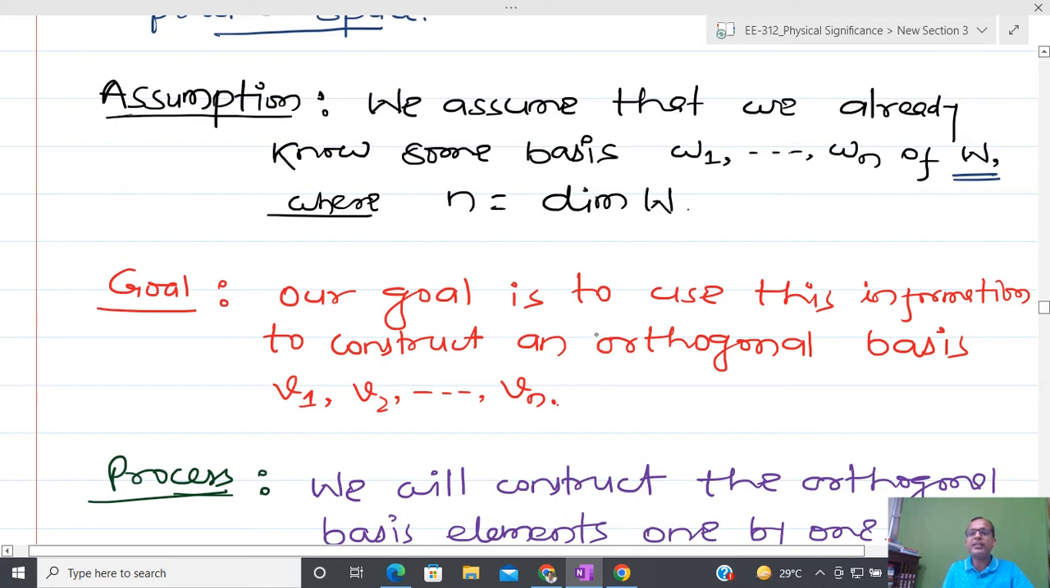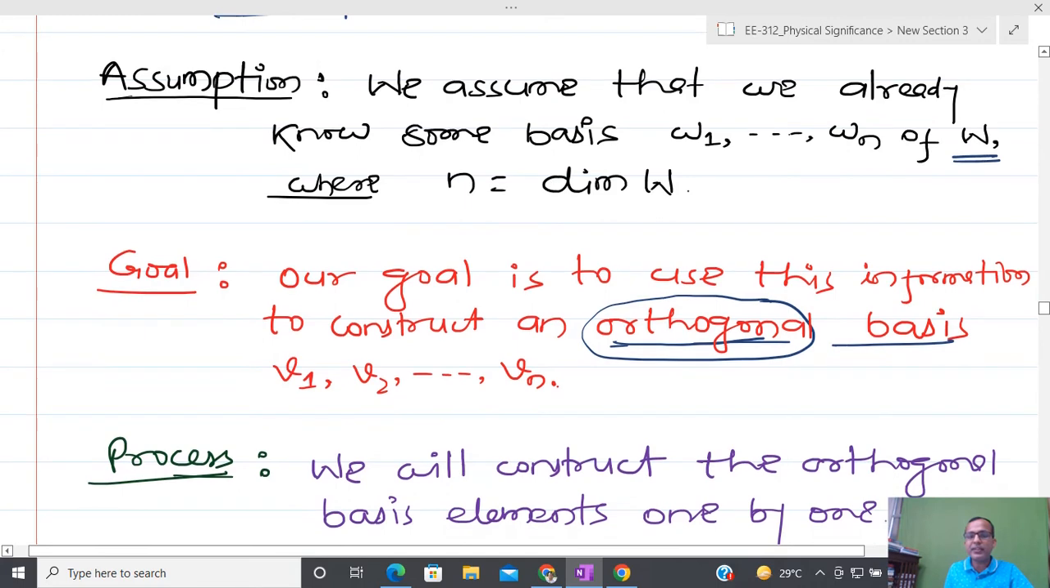So what is our goal? Our goal is, by using w1, w2, ..., wn, to construct an orthogonal basis. Once I get the orthogonal basis, I can also construct the orthonormal one, because that is not a difficult process. I just have to identify the norm, and after that divide each orthogonal basis vector by that norm. Due to that reason, this algorithm is just talking about the orthogonal one. So let us try to see the process.